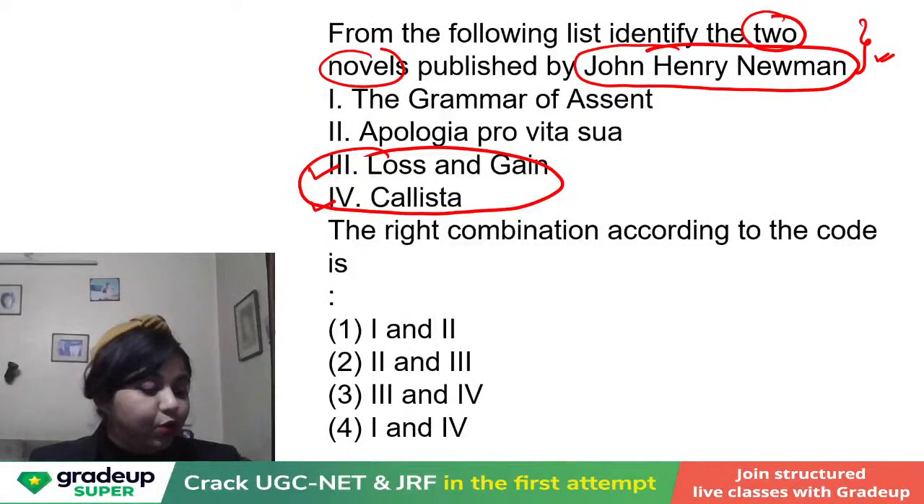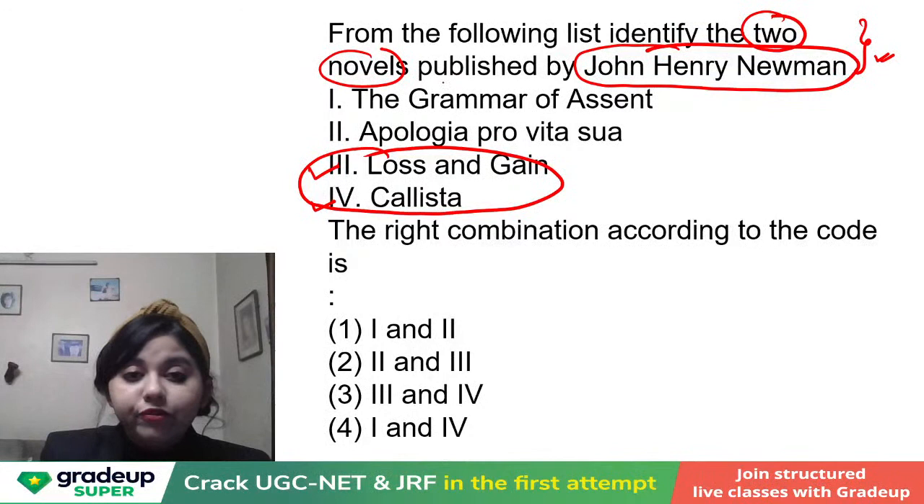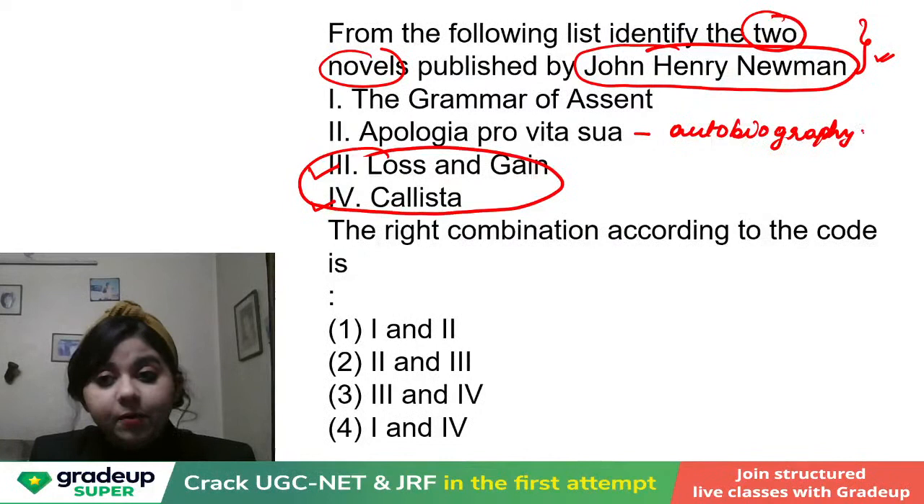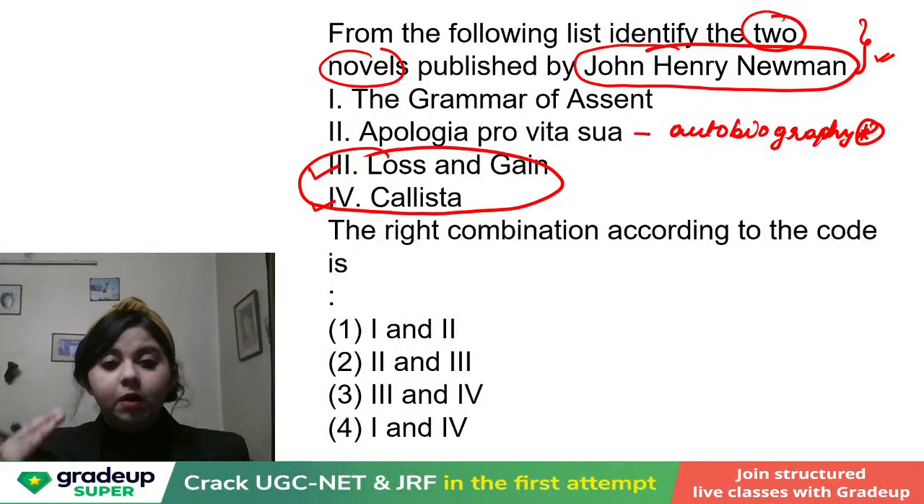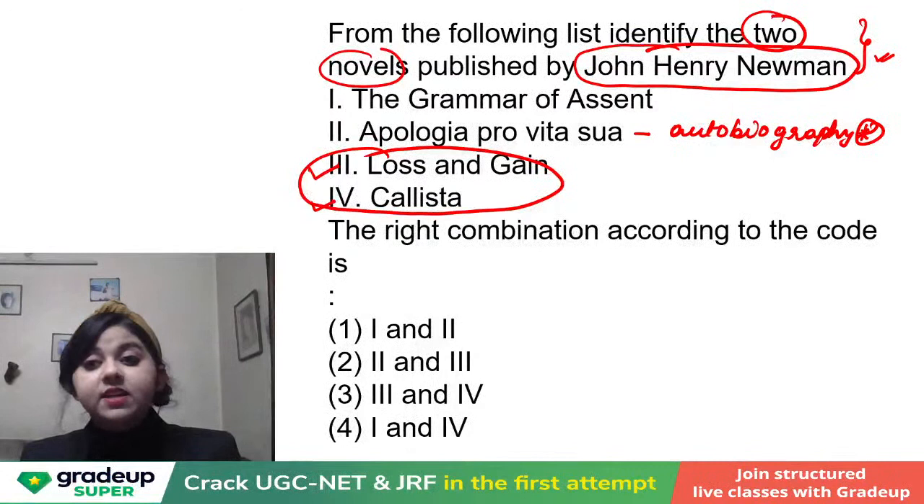Now, Newman actually was very controversial, and thus he's an important aspect when you're talking about your Victorian age. He is writing the Tracts for the Times. He's also writing his autobiography, called Apologia Pro Vita Sua. NET has given you a question on this as well. Now, do you understand how the questions repeat? NET has given you a question on Apologia Pro Vita Sua as the autobiography of John Henry Newman. This is a point you have to keep in mind. The Grammar of Assent is also very autobiographical.